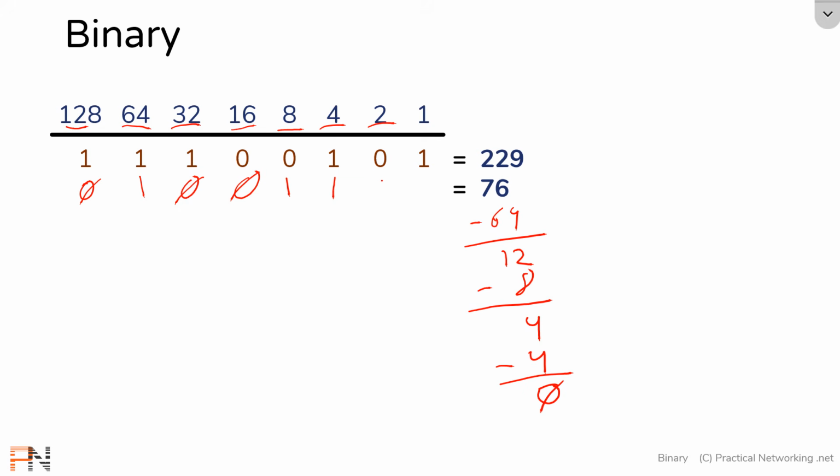You can't subtract 2 from 0, so that's a 0. You can't subtract 1 from 0, so that's a 0, meaning the decimal value of 76 equates out to the binary number of 01001100.